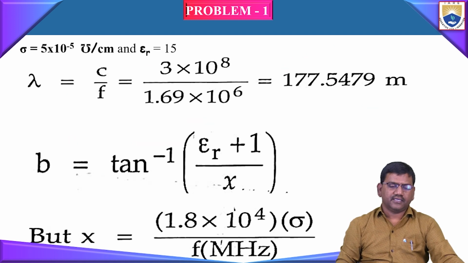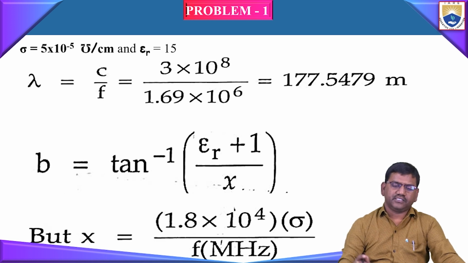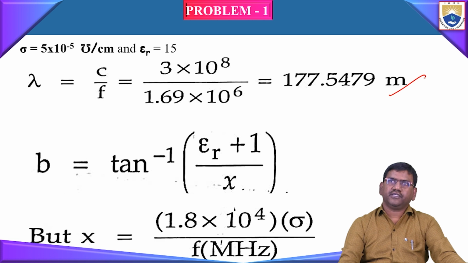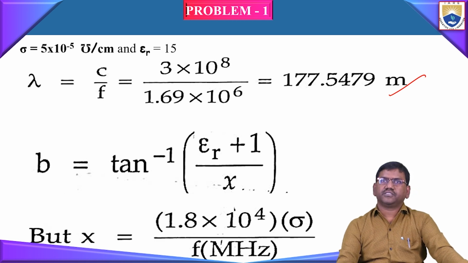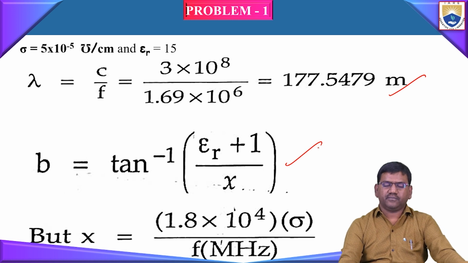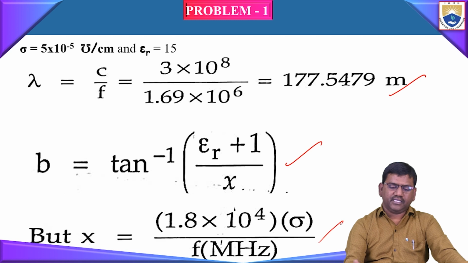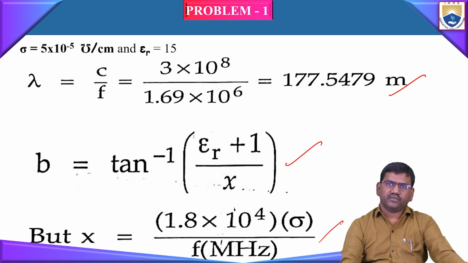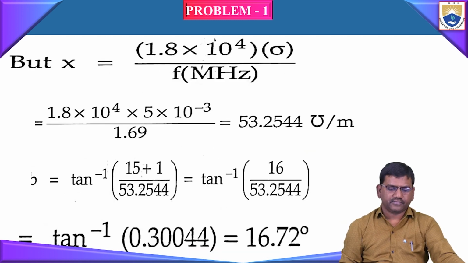So let us see the basic problem. So how we have seen, this is the value of lambda. Lambda is equal to C by F, so we are getting 177.5479. And this is the vertically polarized antenna. So B is equal to tan inverse of (epsilon r plus 1) by x, and x is equal to 1.8 into 10 power 4 by F in megahertz.